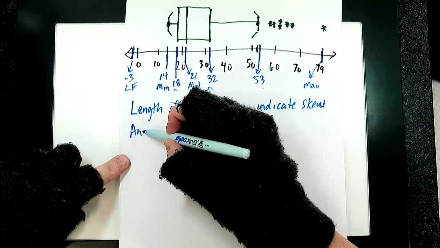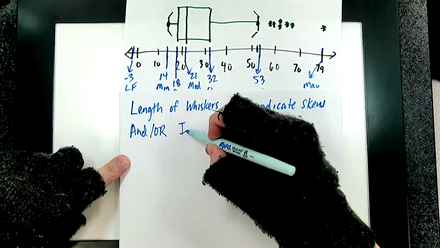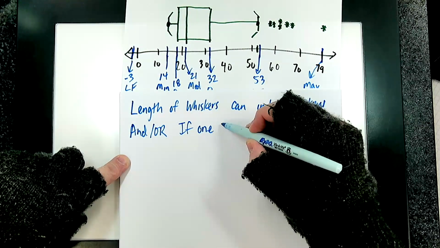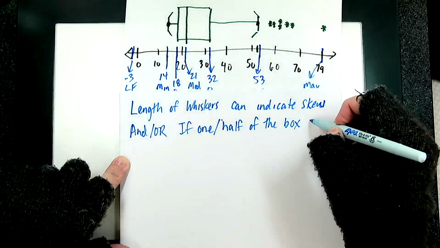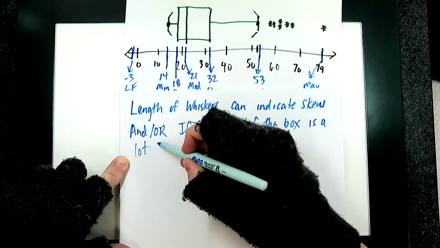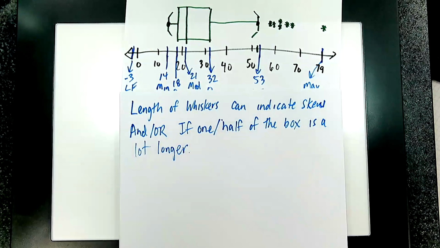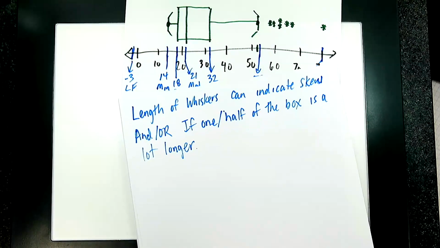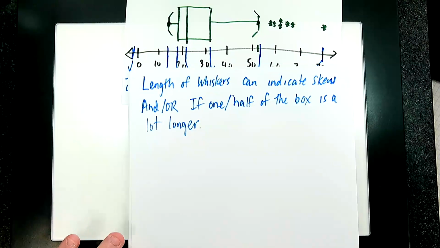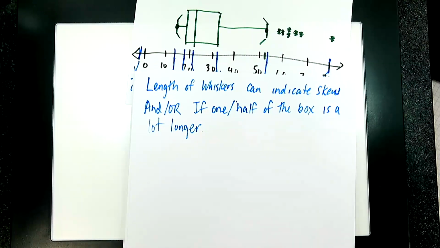Or I should say, if one half of the box is longer, a lot longer, not just a little bit longer, then this graph is skewed right. And we know this makes sense because most of the students that answered this were college age. And so most of the people are in the 18 to 25 bracket.